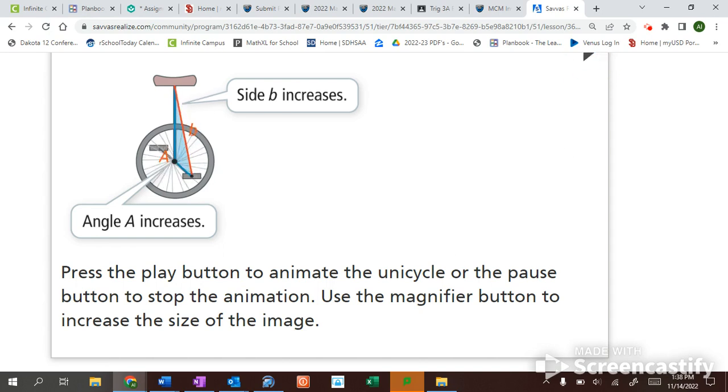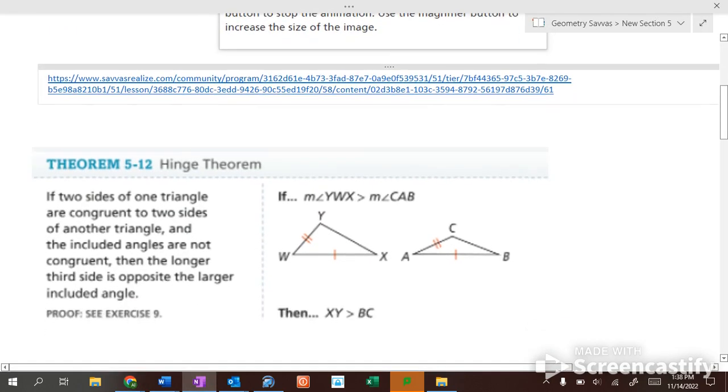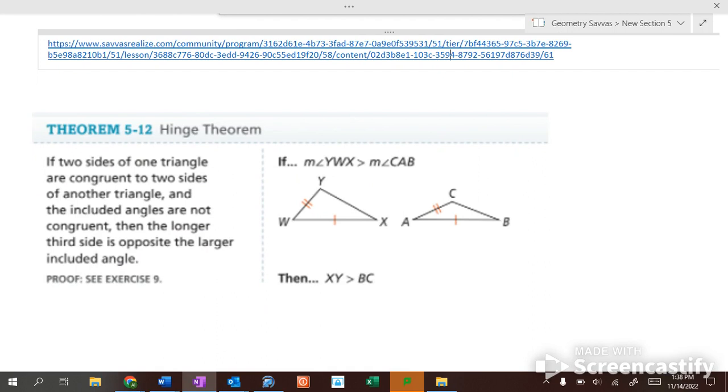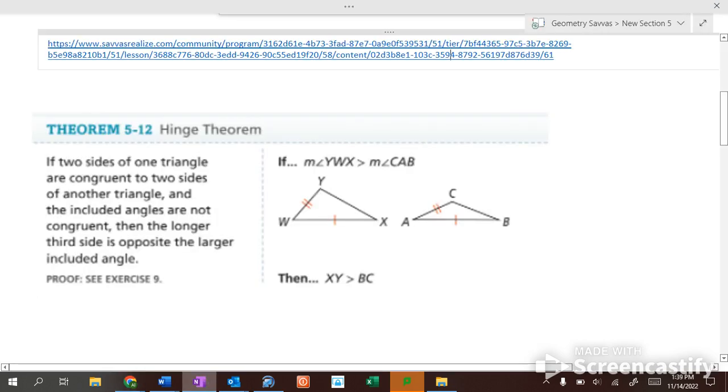So you see that, and that's kind of what we did last time, right? The biggest angle is opposite the longest side. So now what we're going to look at is, if we have two triangles, if I stop that animation there compared to there, that's two different triangles, right? It's like a hinge. So if the hinge is bigger, what do we know about XY? XY is longer than CB, right?